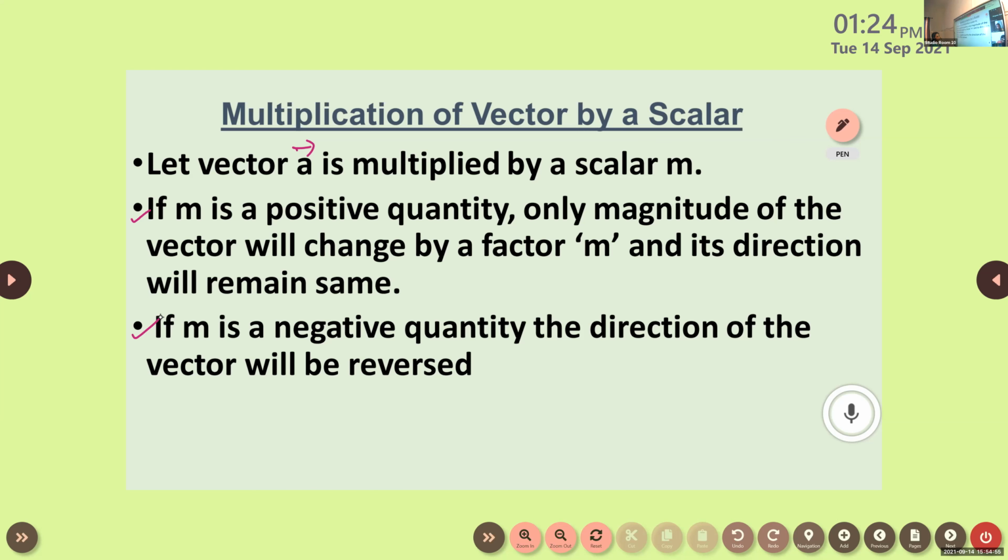Let vector A be multiplied by a scalar M. If the scalar quantity M is positive, only the magnitude of the vector will change by a factor M and its direction will remain the same. If M is a negative quantity, the direction of the vector will be reversed.